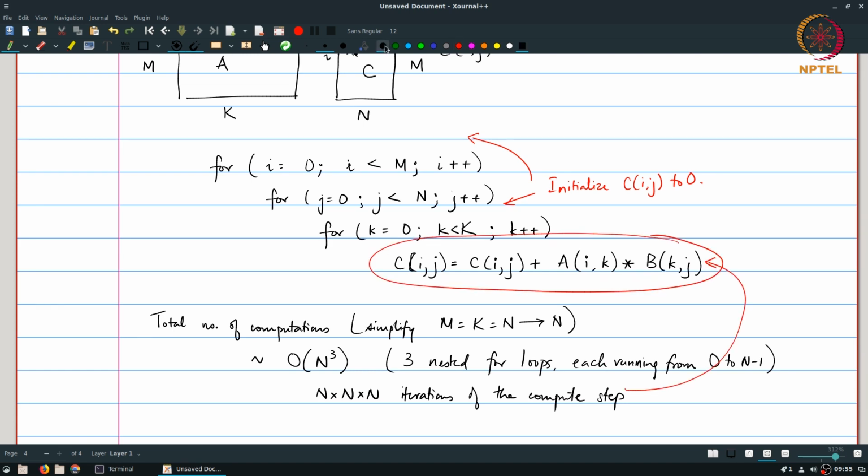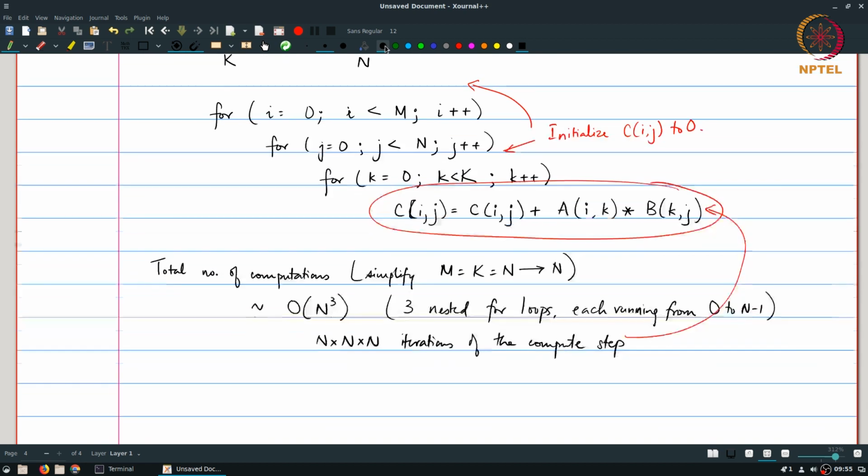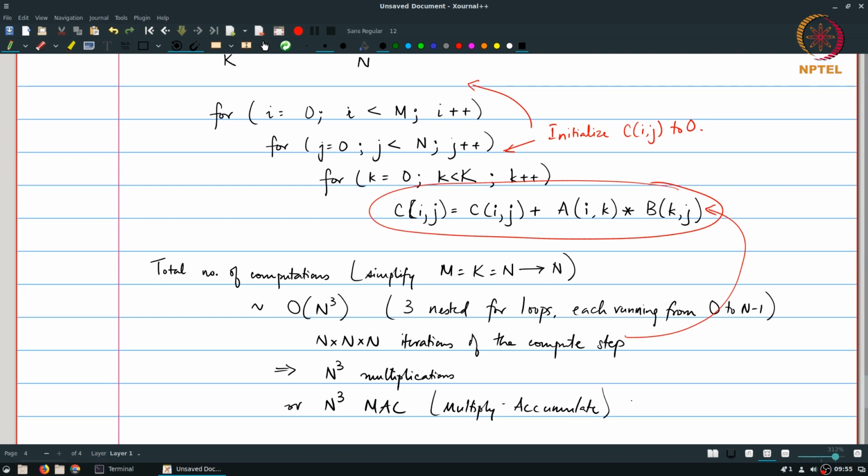I could alternatively also write this as n cubed multiplications or n cubed MAC, multiply accumulate operations, because after all that's what I'm doing. I'm multiplying two numbers and adding it to something else. It doesn't matter. The point is the n cubed is what we are primarily concerned with on a big O, that is the order level of estimation.